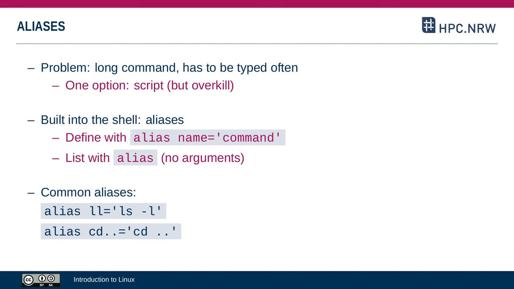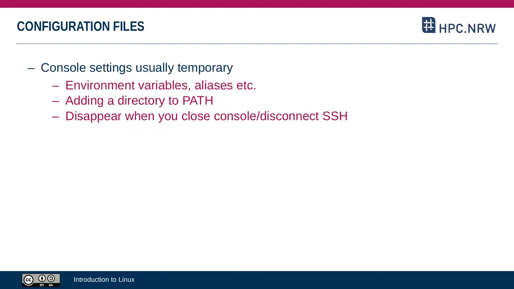However, there is a way to make this permanent, and in fact, to make settings in general permanent. What I've just mentioned with the alias command really applies to most console settings. Namely, you can type them in the console, and then they are set that way. But the moment you close that console, or shut down the computer, or shut down the connection to the cluster, it disappears. We've already seen, for example, if you add something to the path, same principle, or any environment variable, same principle. The moment the console closes, the environment variable is gone.